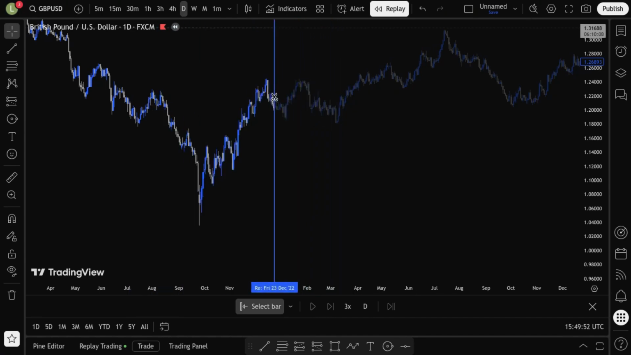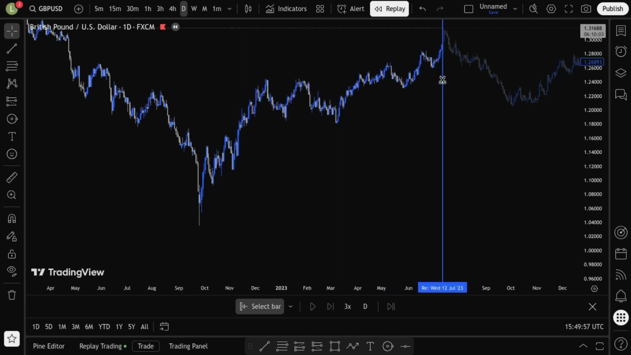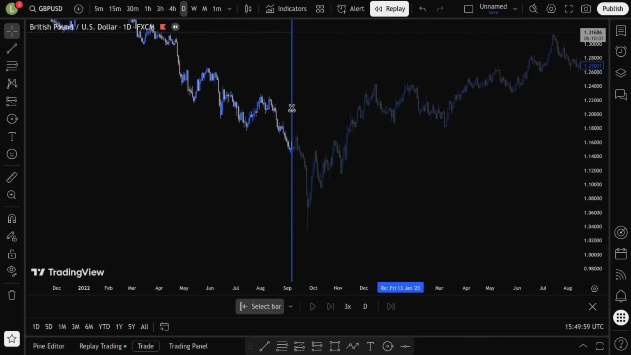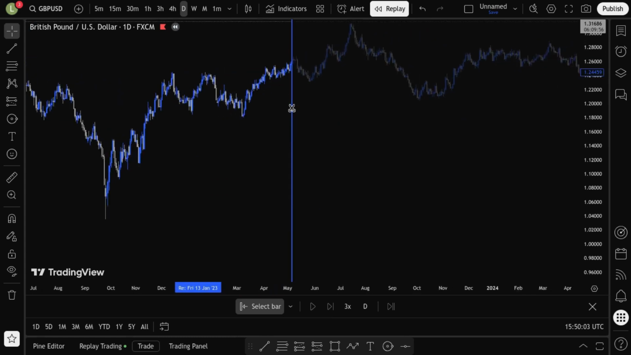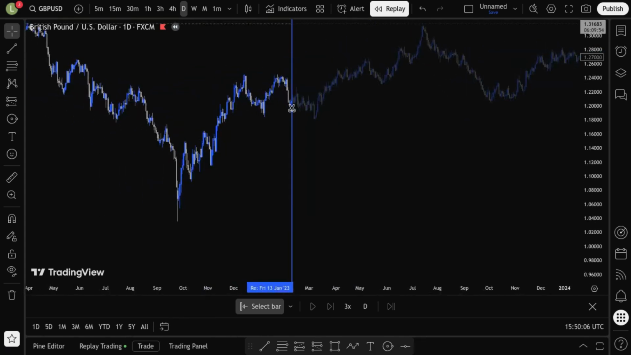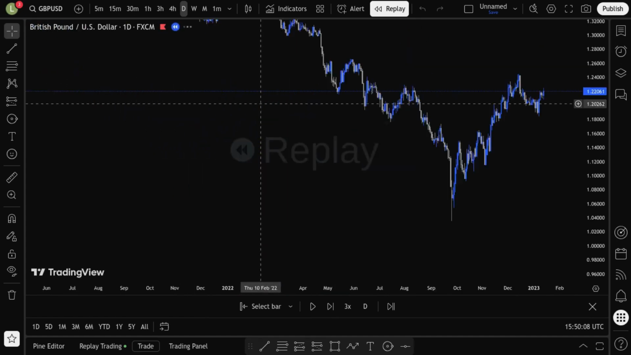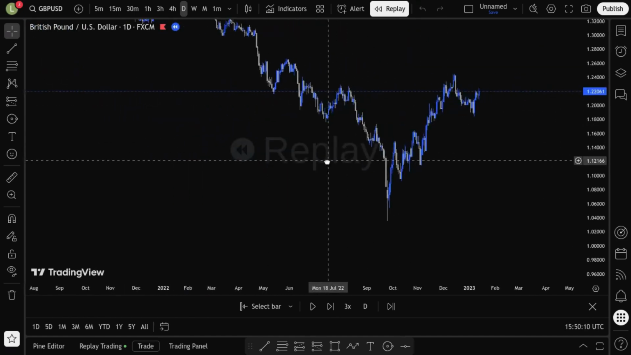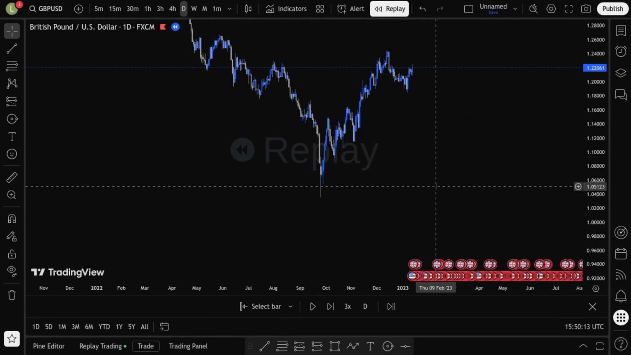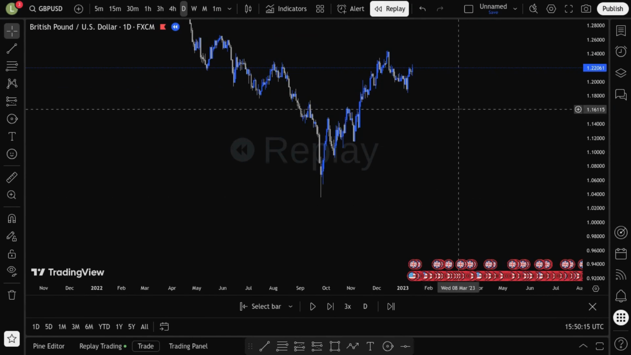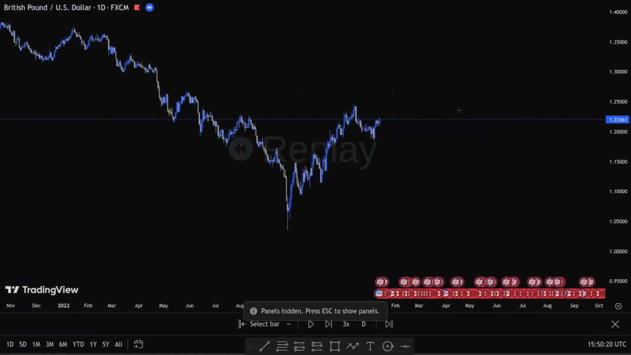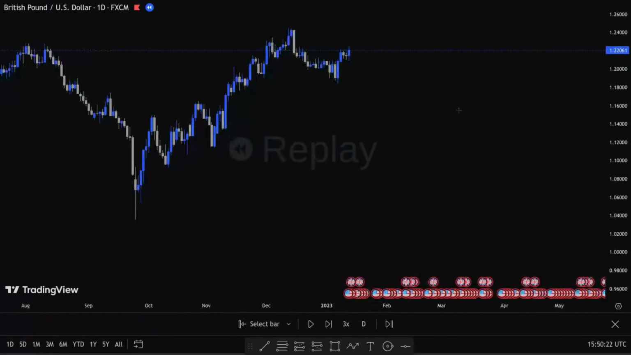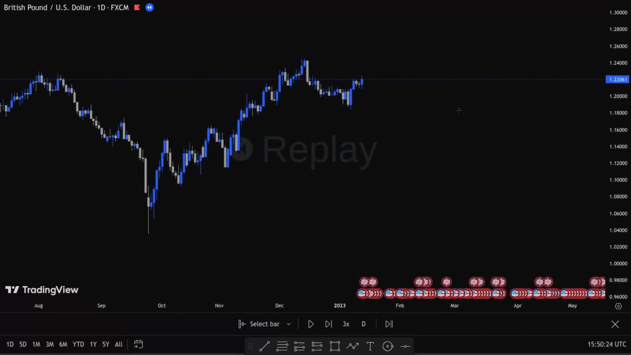Go to replay from. Should we start from here or here? Should we go further? Nah. One reasonable level, right? One reasonable level. So I want to replay, let's say, this level. Let's say you want to replay from this level, okay? Let's expand our chart so we can see the chart clearly. And we want price to come and react to this level.